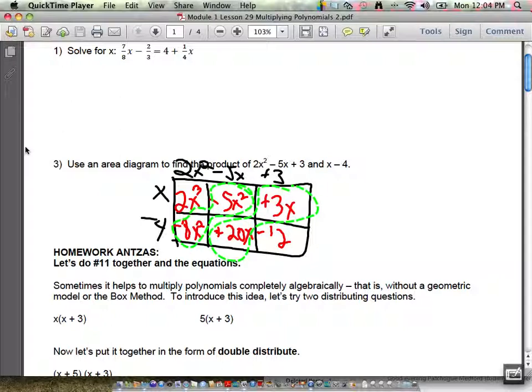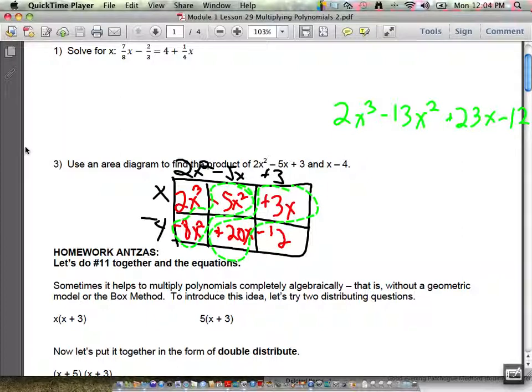You're going to always add on the diagonal. So the first box will have no like terms, so it's going to be 2x cubed. This will be negative 5x squared and negative 8x squared, which is negative 13x squared. This will be 3x and 20x, which is plus 23x. And then at the end, I get minus 12. And that's my answer.